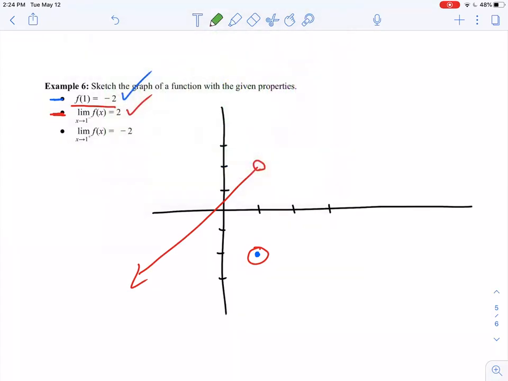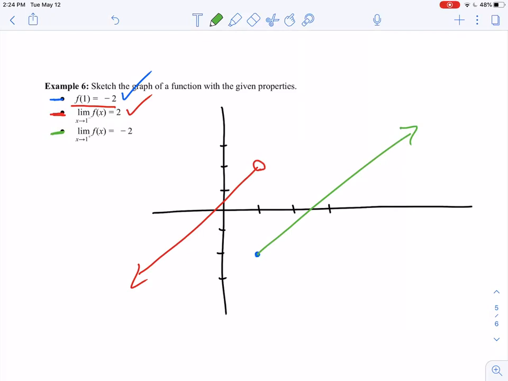The last bullet point right here, limit as x approaches 1 from the right-hand side is equal to -2. So everything over here on this side is the right-hand side of 1. I just need to end up at a y value of -2 here. How you want to do that again is kind of up to you. Again, my advice is just to keep it simple. Make it a line, make it a parabola, something like that.